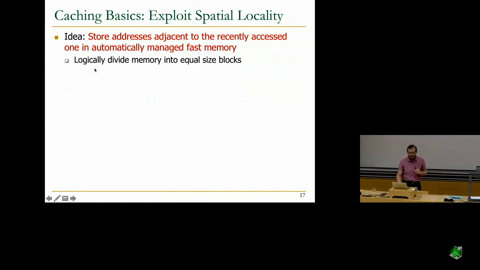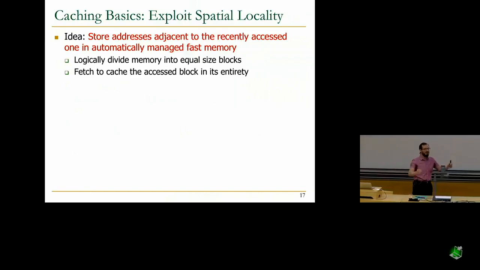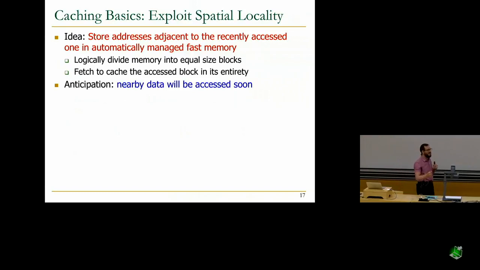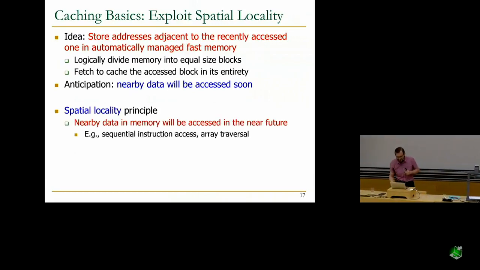Basically, we're going to logically divide memory into equal size blocks. And if we access one location within that block, we're going to bring the entire block into the cache. And the anticipation is that the data that is nearby to the data that we've just accessed will be accessed soon. And this is because of the spatial locality principle, which we just discussed. Nearby data in memory will be accessed in the near future. Right? And we've already said why this might happen.